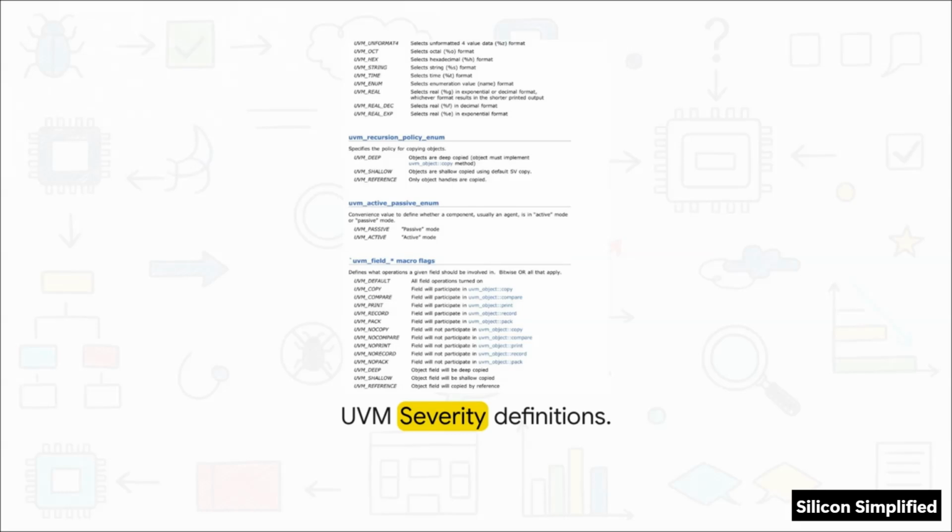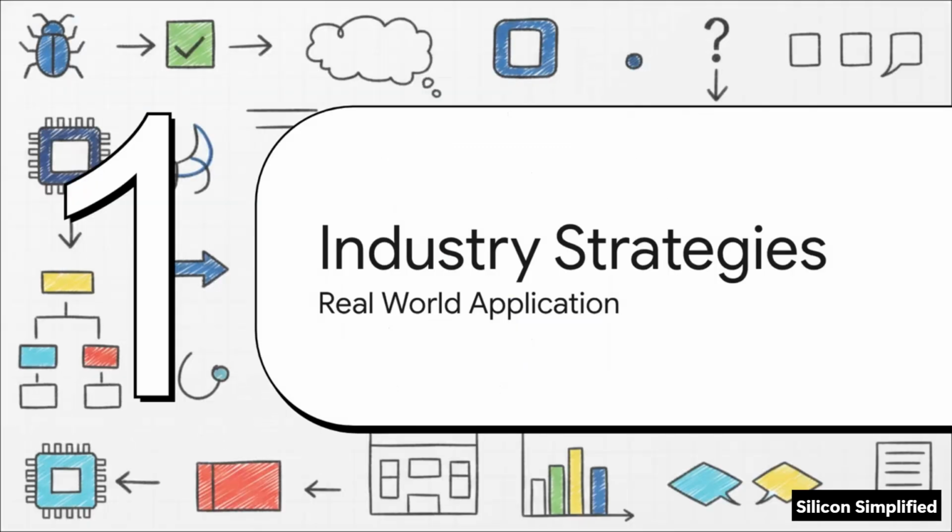You can even configure an action to trigger a UVM log that sends specific severities or even specific IDs to separate dedicated text files instead of cluttering up your main standard output. Pretty slick, right? Finally, Section 5, Industry Strategies. Let's see how the pros apply this in the real world.